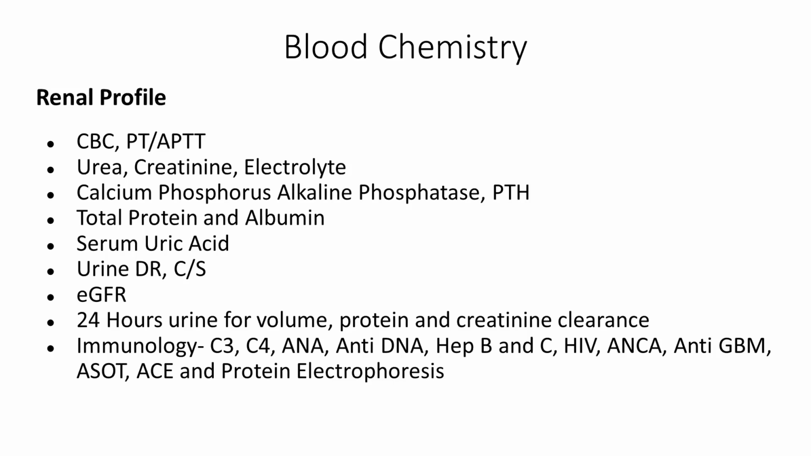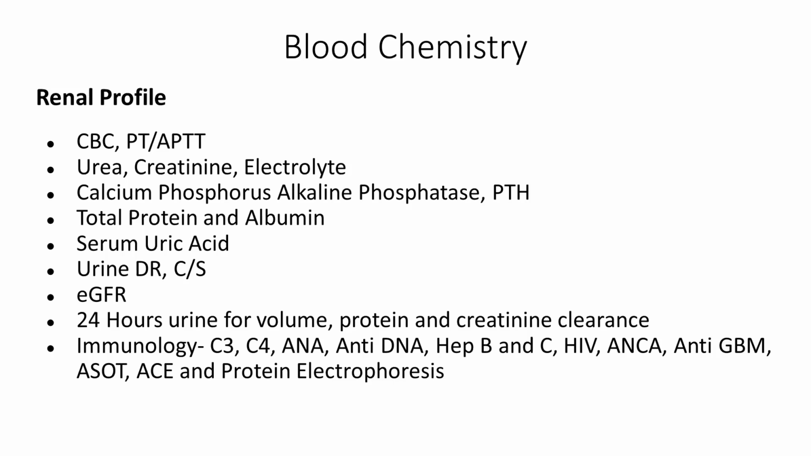Then there are certain immunological tests which are performed in patients with autoimmune diseases, like C3, C4, ANA, anti-DNA, especially in patients with SLE, and hepatitis B, in patients with hepatitis B presenting as nephrotic syndrome, in the form of membranous glomerulonephritis or mesangiocapillary glomerulonephritis. This we will be discussing when we discuss nephritic and nephrotic syndrome.